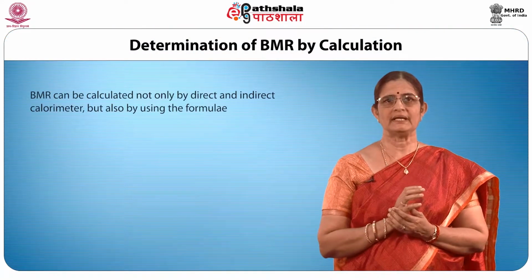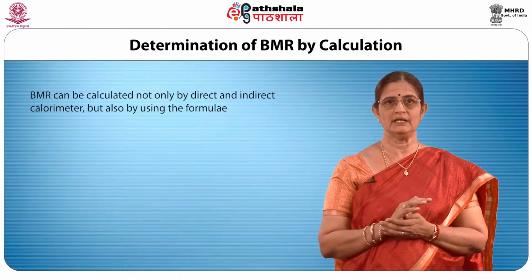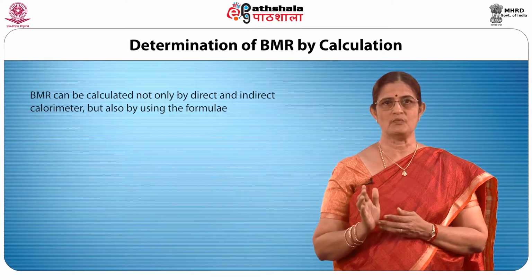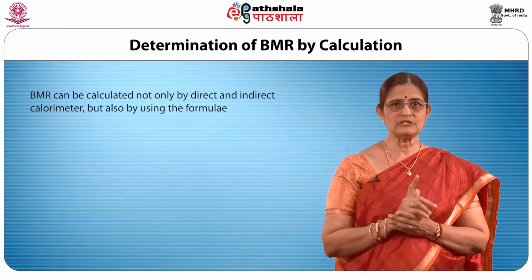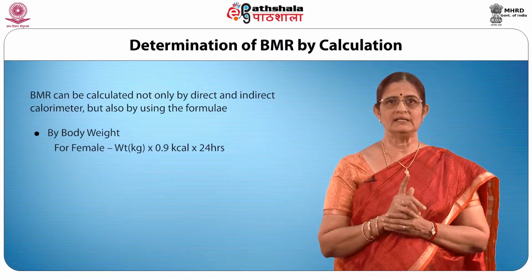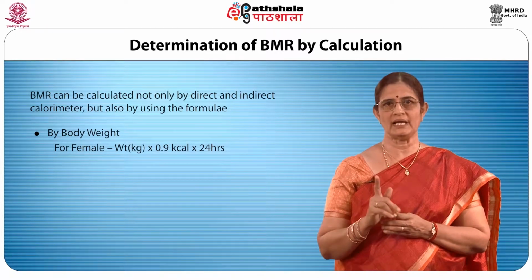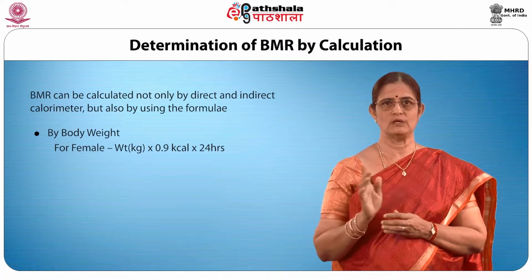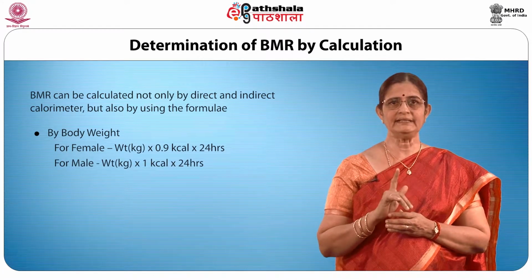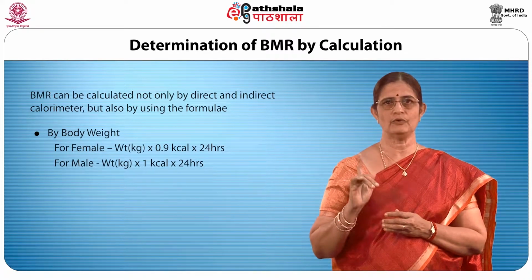Now, we will see the determination of BMR by calculation. BMR can be calculated not only by direct and indirect calorimeter, but also by using formulas. The first formula is by using body weight. For female, the weight in kilogram multiplied by 0.9 kilocalorie into 24 hours. For male, the weight in kilogram into 1 kilocalorie into 24 hours.